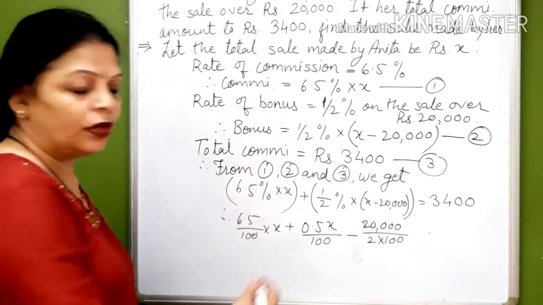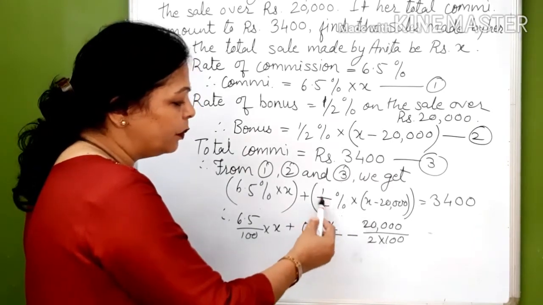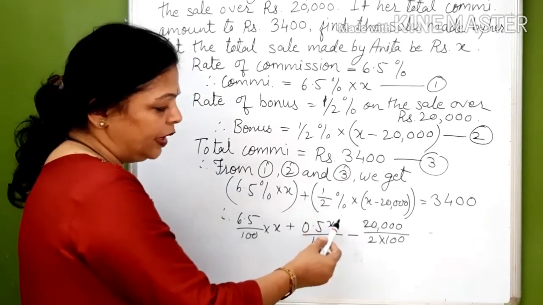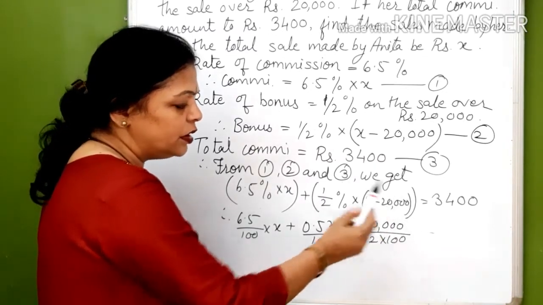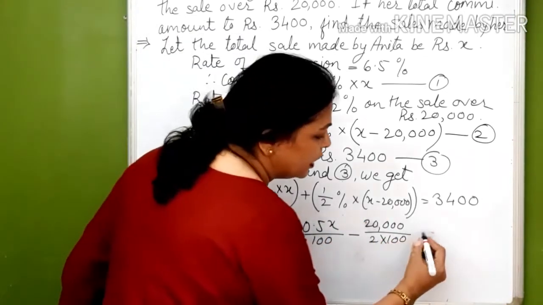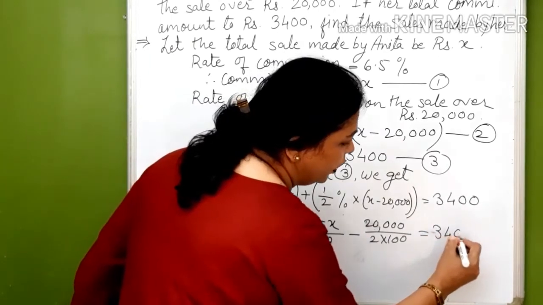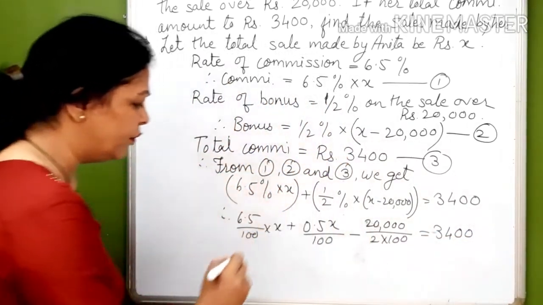Have you understood what we have done? We are multiplying this 1 upon 2 upon 100. So that is actually 1 upon 200 into this 20,000. So that comes to equal to 3,400. We have to find the value of x.